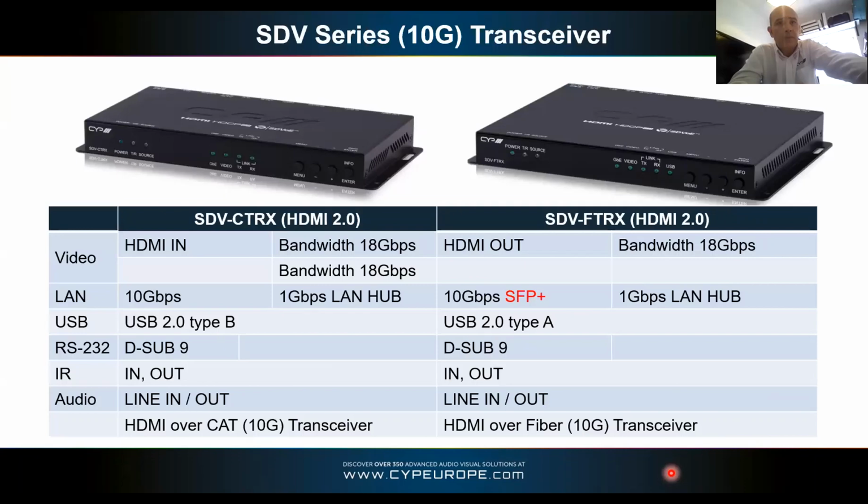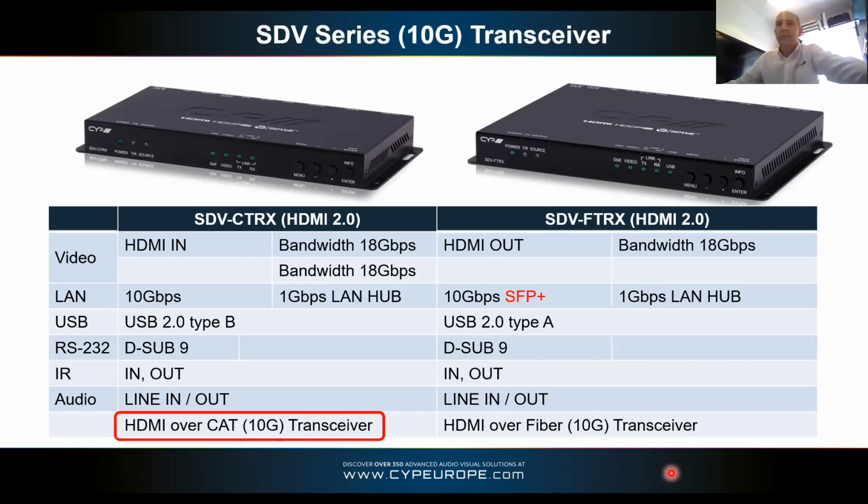Let's have a little bit of a look now. So these are the main two units that we talk about most of the time. These are our transceiver products. So as many of you are probably aware, that's then a transmitter or receiver. You just assign the function of the unit as a transmitter or a receiver within our control interface.